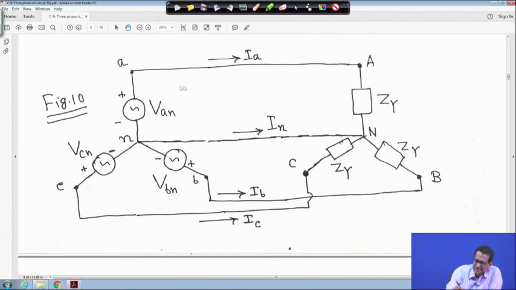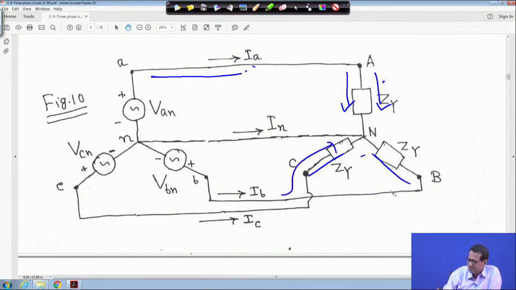So this current is going to the line, we call it line current, and this side is AN, BN, CN. This is the phase impedance of the star-connected load. So the same current is going here, the same current is going here. Similarly from IB also, and similarly for IC also, IN also. If we apply KCL at this point, it will be IA plus IB plus IC plus IN is equal to 0, right?